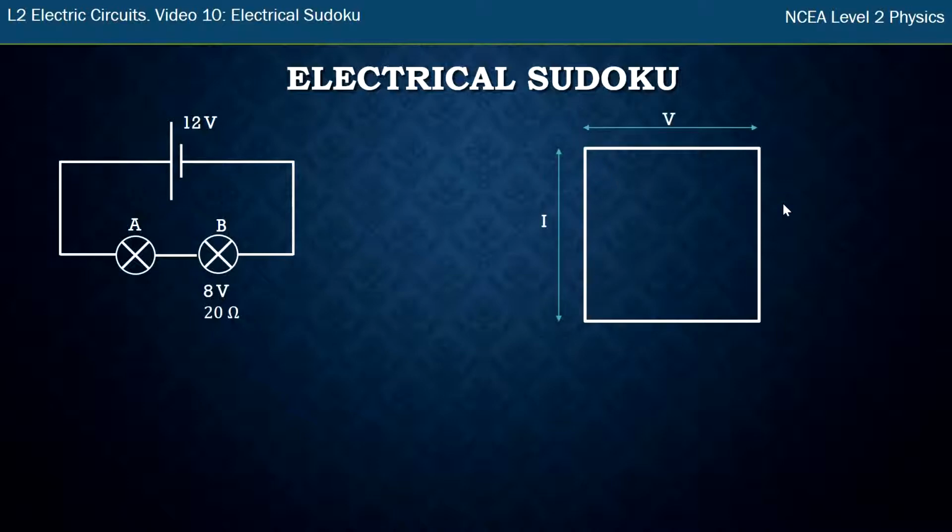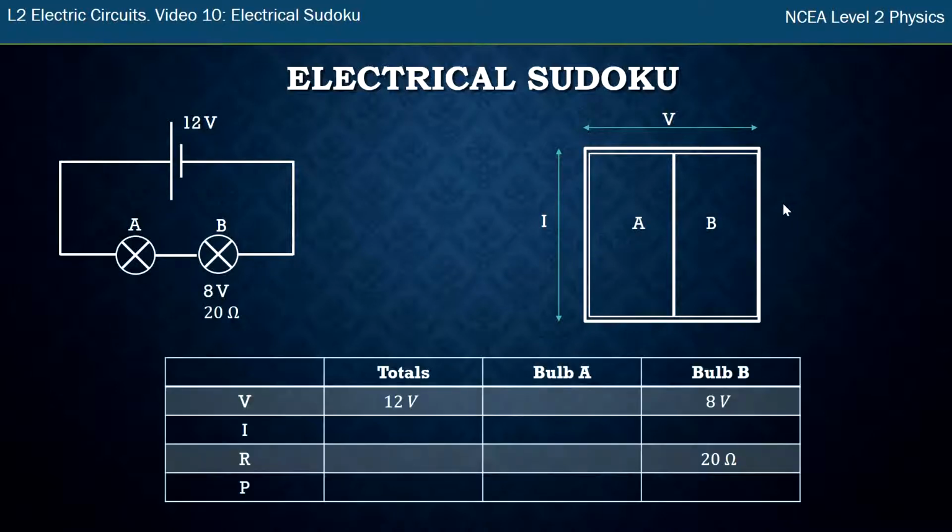So the first rule was draw yourself an IV diagram. This is already set up because the battery's at the top, the bulbs are on the bottom, so the IV diagram is square and square beside each other. Then draw my table. So I fill in totals, bulb A, bulb B. If you had a bulb C and D, you can add those on there as well. And V, I, R, and P.